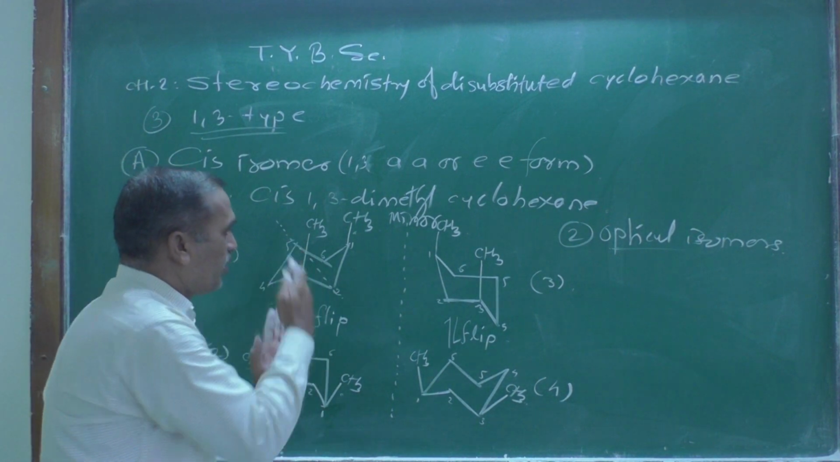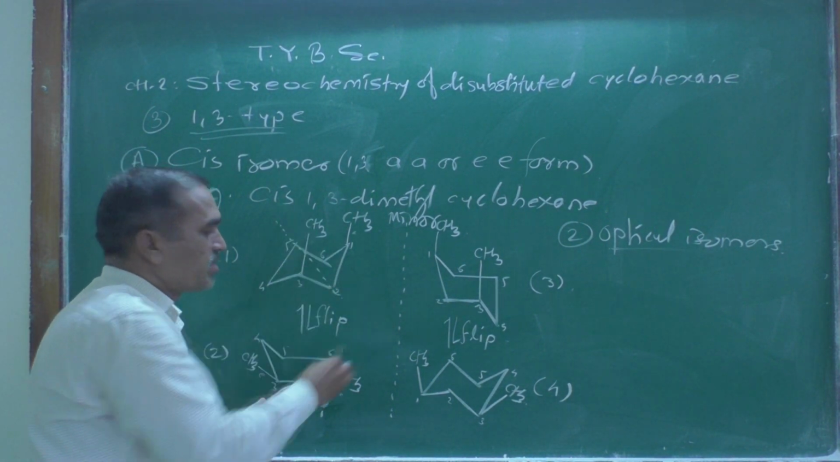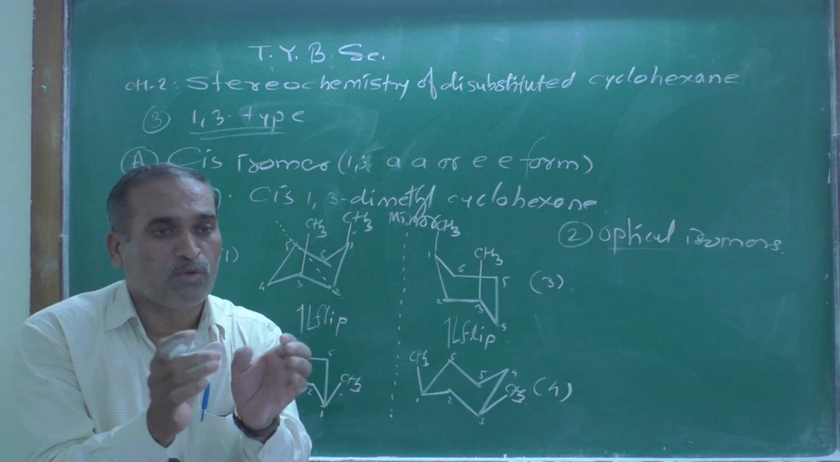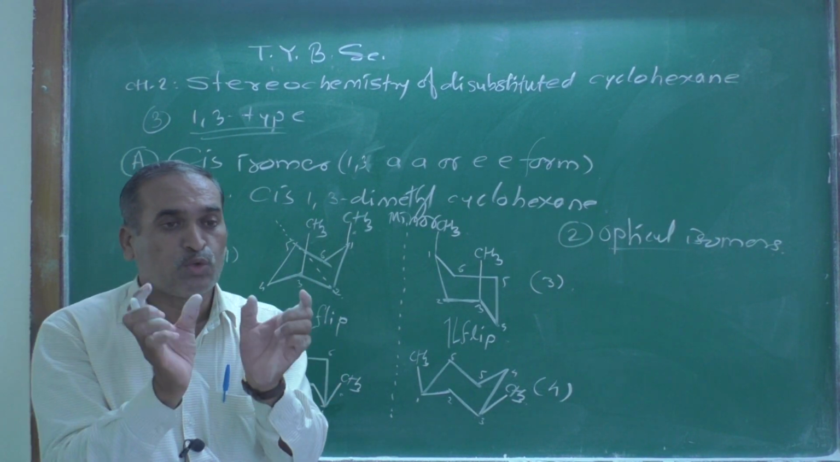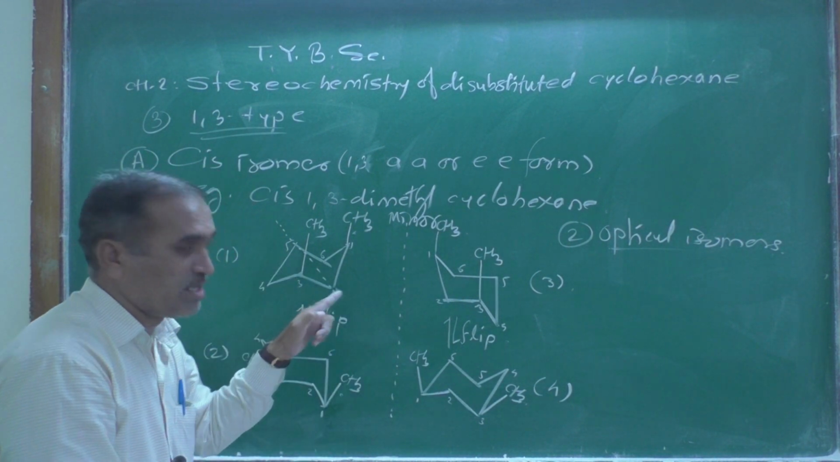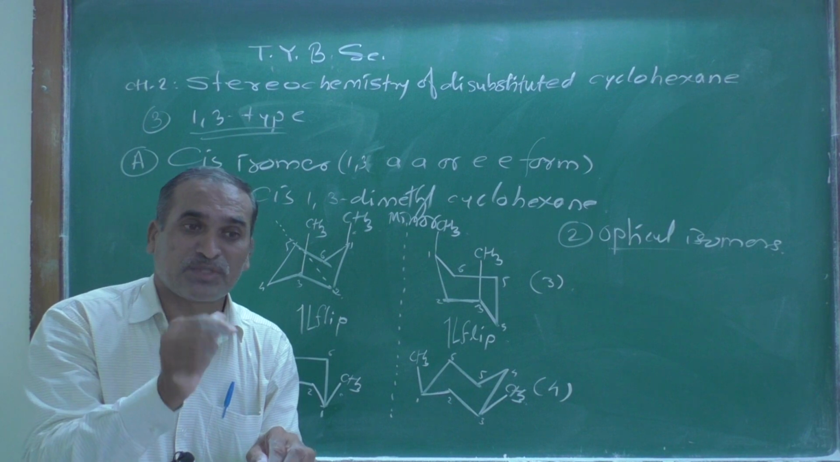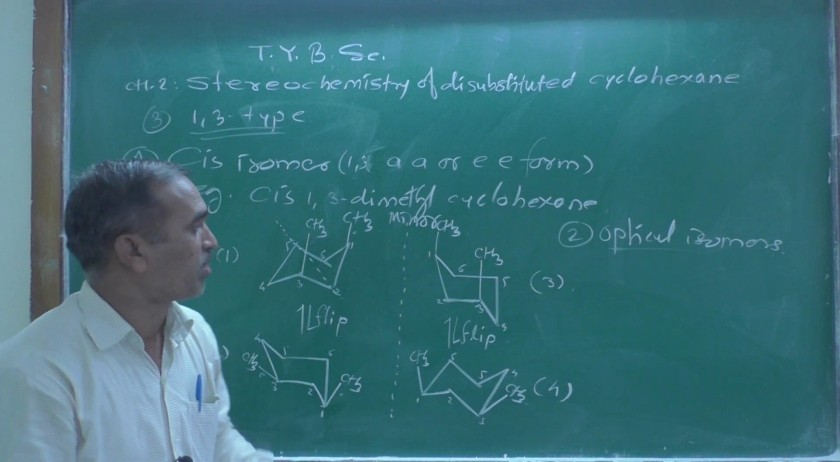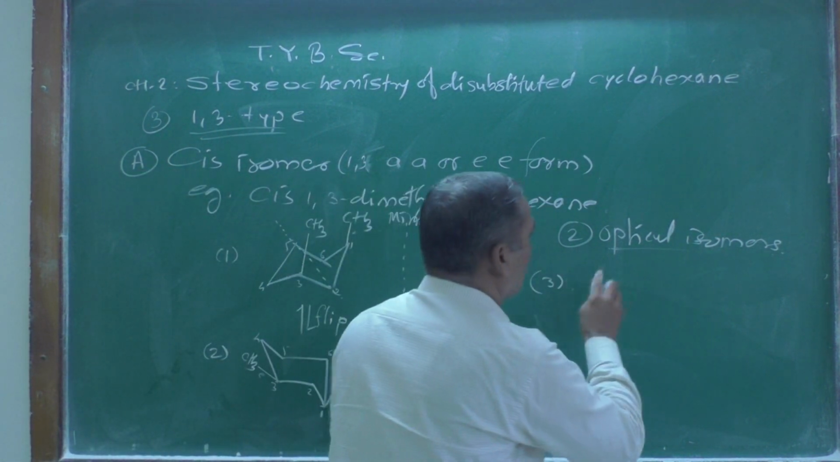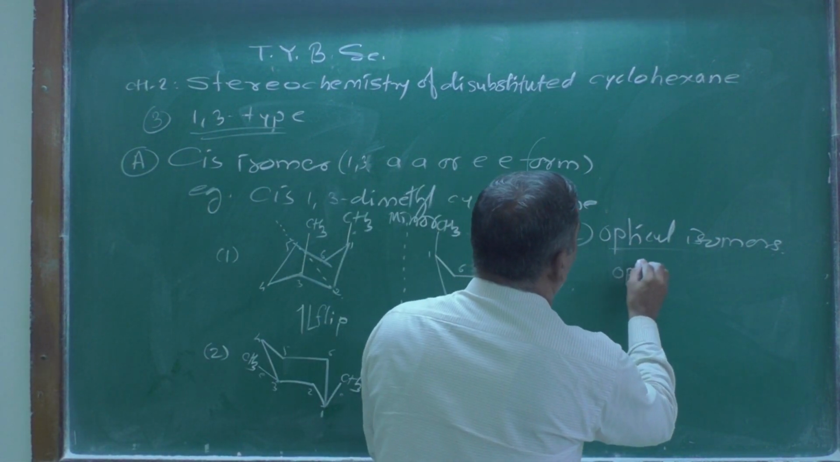If you cut this molecule from this, you will get two identical parts of that molecule. Therefore a plane of symmetry is present, and therefore these compounds are optically inactive in nature.